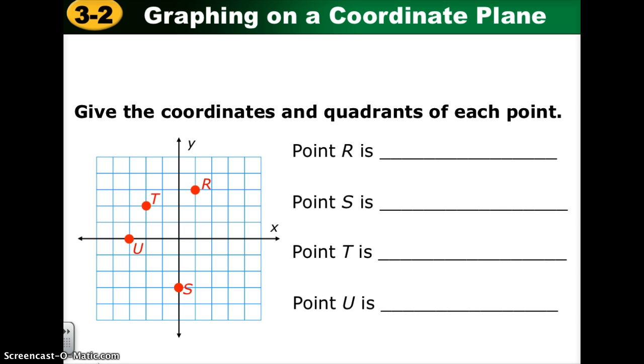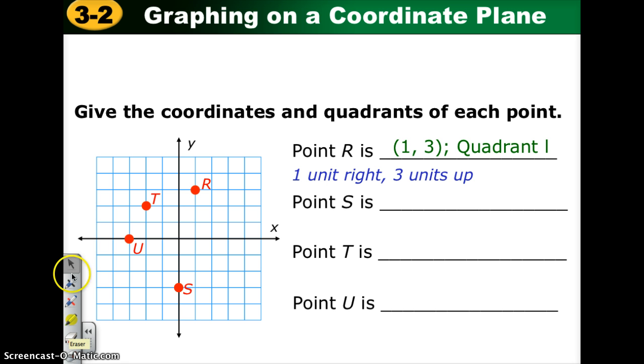Give the coordinates and quadrants of each point. So we're looking for an ordered pair for each point and what quadrant it's located in. From the origin to get to point R, we would move 1 to the right and up 3. That would be 1, 3, and that's located in quadrant number 1. If it's helpful, so you don't have to think flipping back and forth, you may want to label your quadrants. Quadrant 1, quadrant 2, quadrant 3, and quadrant 4. We used Roman numerals on the previous slide, but you wouldn't have to do that if regular numbers make more sense to you.